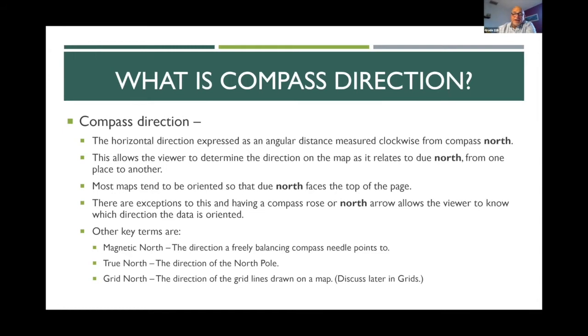And then finally, we have something called grid north. Grid north is the direction north based on how the grid lines that you learned last week are orientated on your map. And Mr. Monroe talked about grids last week. So those are our three norths that we talk about. You'll see them sometimes. All right, let's get into a compass.